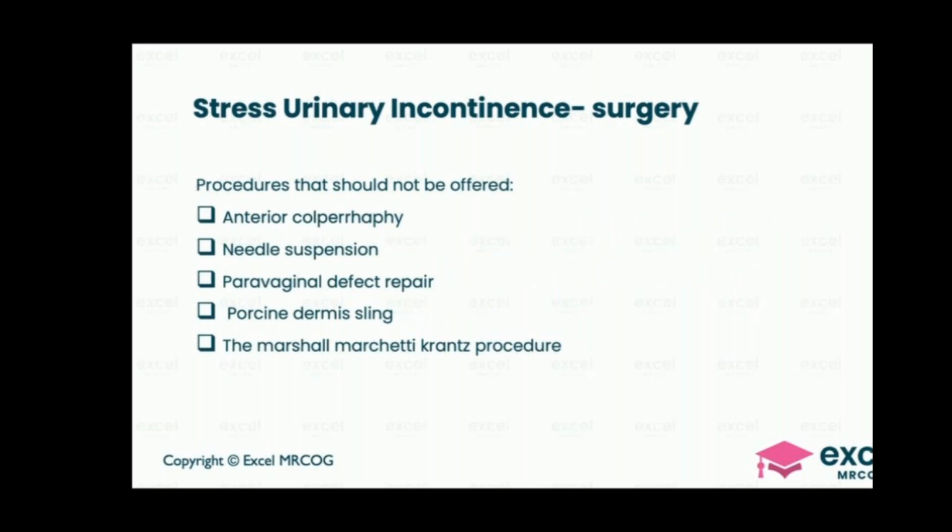The procedure that should not be offered for SUI is anterior colporrhaphy. If you see that there is an anterior prolapse, that is, a cystocele is there, and she has SUI, don't think that you will offer her colporrhaphy and she'll get better. She may, but may not always. So it should not be offered with the intent to cure the SUI. It should be offered for the cystocele. Also, needle suspensions, paravaginal defect repair, porcine dermis sling, and Marshall-Marchetti-Krantz procedure should not be offered.